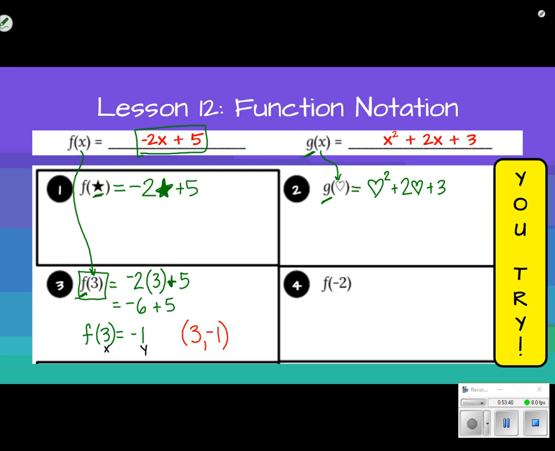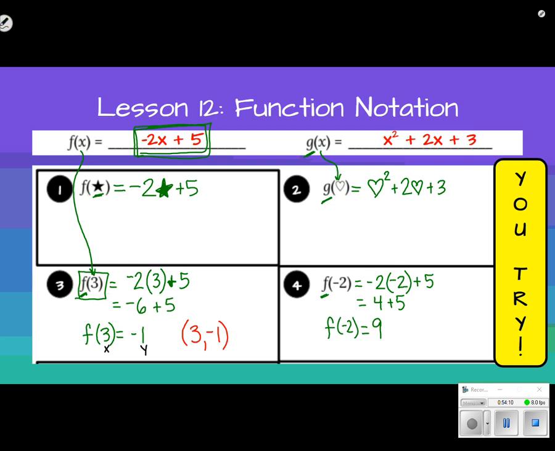All right, let's look at f of negative 2. We're going to go back to our function that I have here in the green box. I'm going to replace x with negative 2. So I'm going to have negative 2, parentheses, negative 2. Look at your paper. Do you have parentheses? Plus 5. If you don't have parentheses, fix it. Okay, negative 2 times negative 2 is 4. 4 plus 5 is 9. So f of negative 2 equals 9.